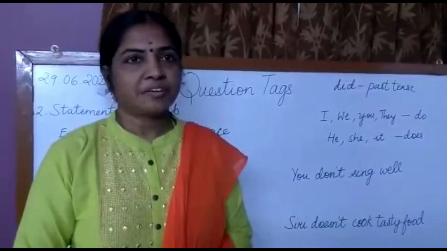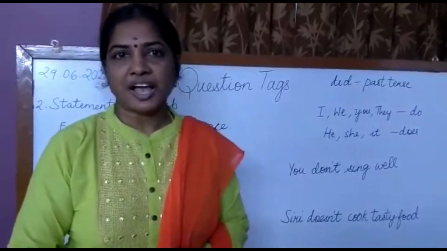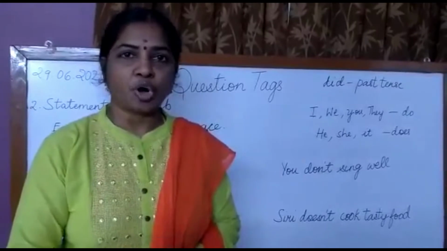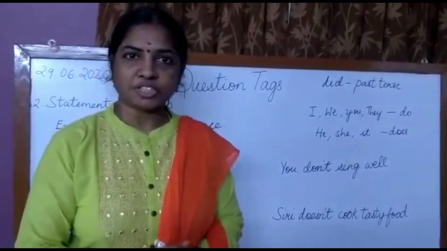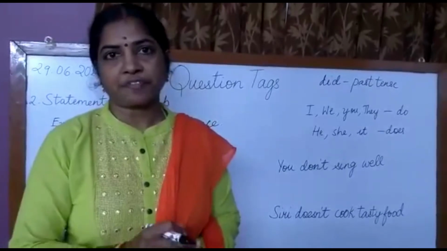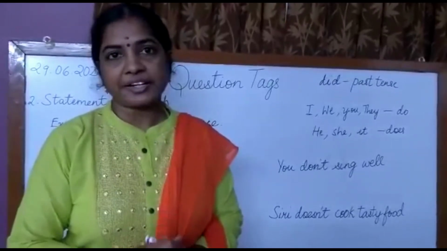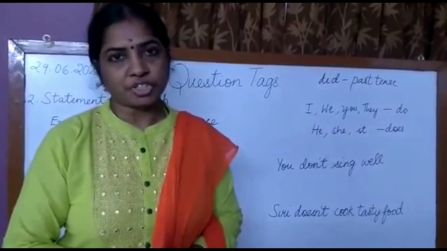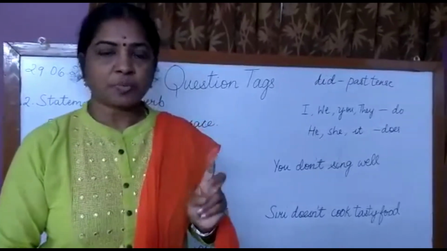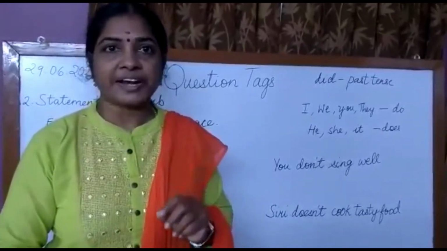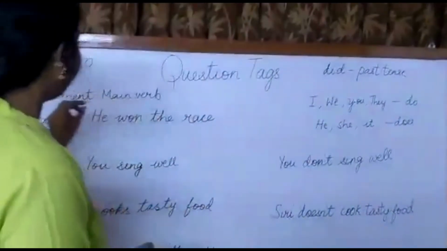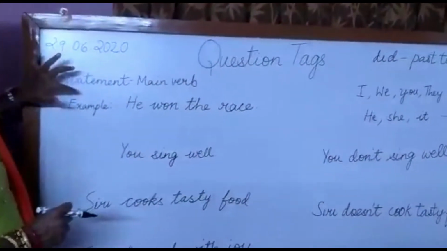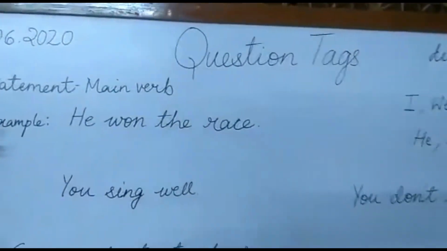So students, we learnt about the first aspect of identifying the auxiliary verb in the statement and writing a positive question tag for a negative statement and a negative question tag for a positive statement. Now let us check the second aspect in identifying the statement. We need to identify the main verb in the statement and then write the question tag.